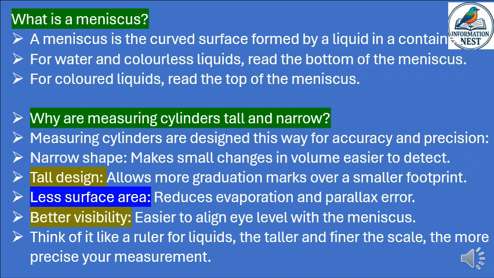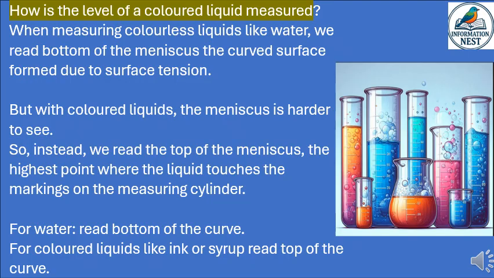The taller and finer the scale, the more precise your measurement. It's like using a magnifying glass for volume. So, remember, the meniscus is your guide and the cylinder is your precision partner. Read smart, measure sharp.